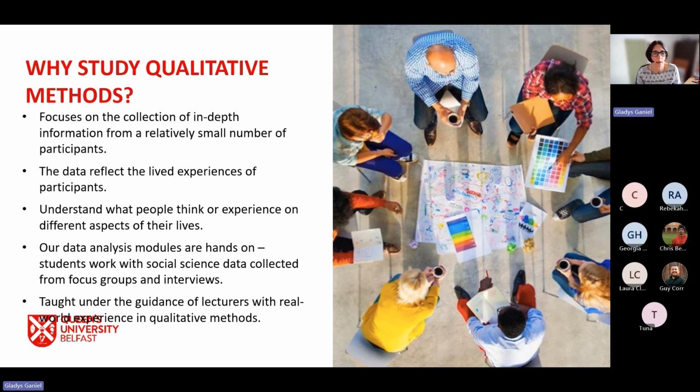So the qualitative methods focus on collecting in-depth information from relatively small numbers of participants. While a good survey may have 1,000 respondents, you can do a qualitative project with 10 to 30 interviews, something like that. The data will reflect the lived experiences of participants. So you get a really good understanding about what people think or experience on different aspects of their lives, whatever it is you're interested in, their experience of homelessness, for instance, or your experiences of political activism, any number of topics, you can get a real in-depth perspective.